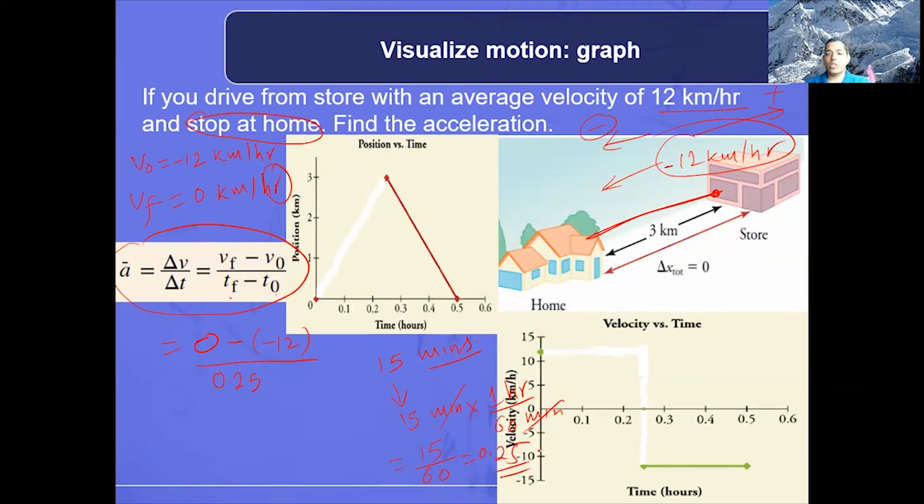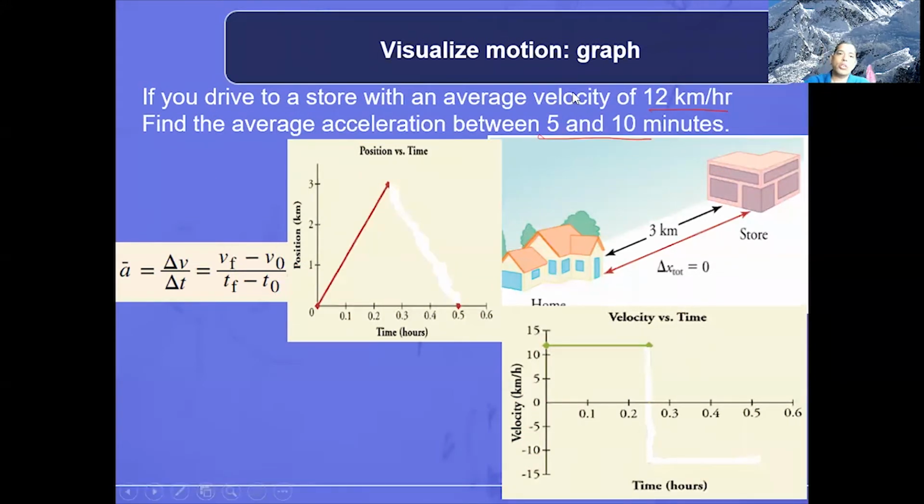This is the hour, 0.25 hour. So then if you divide that, the minus minus becomes plus, right? So which is plus 48 kilometer per hour squared. Again, if you want, you can change this to meter per second squared. You know how to do that, the regular process. So this is the example where your velocity is negative, but still the acceleration can be positive. That's what I wanted to show you. All right.